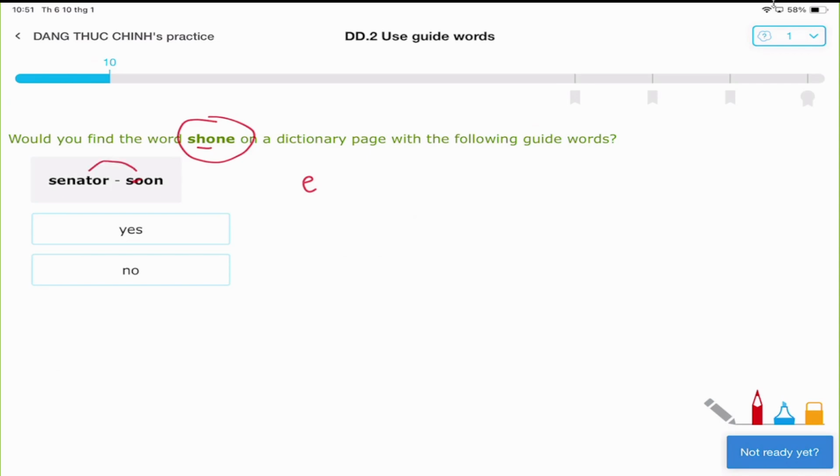So E, F, G, H, I, J, K, L, M, N, O, P. Wait, we already reached O, and guess what? Between E and O there is an H. So shown, we can definitely find shown on a dictionary page between these two words.